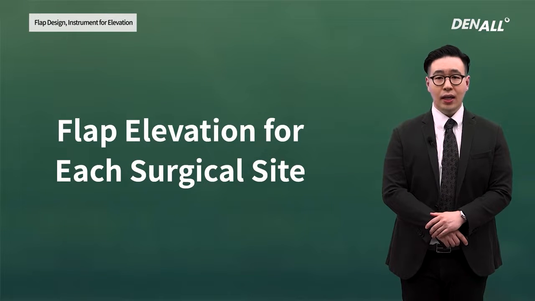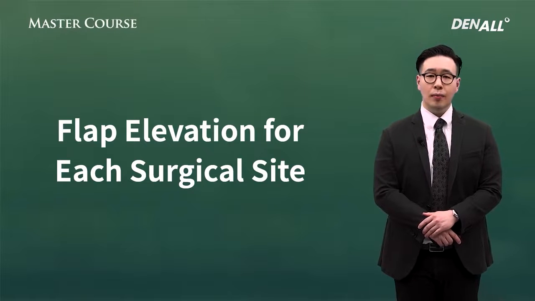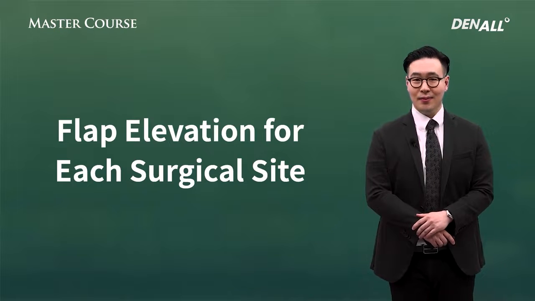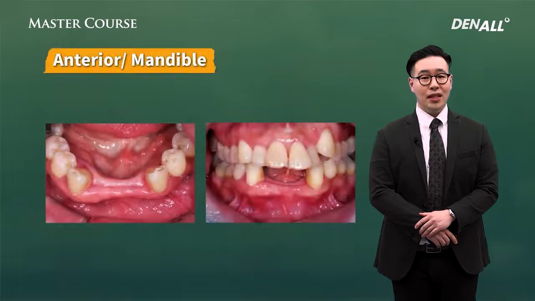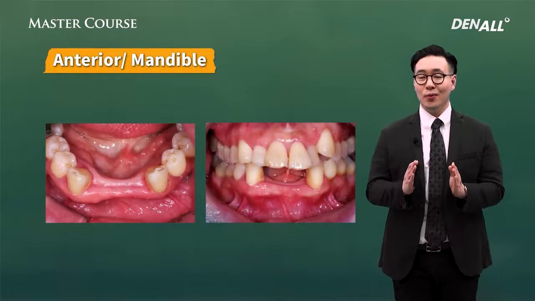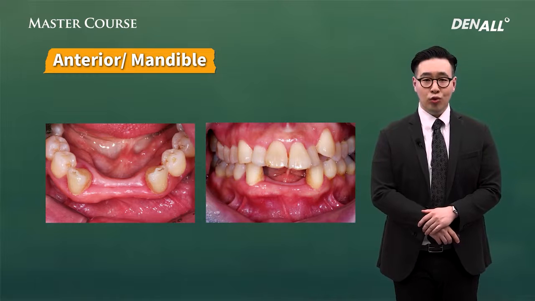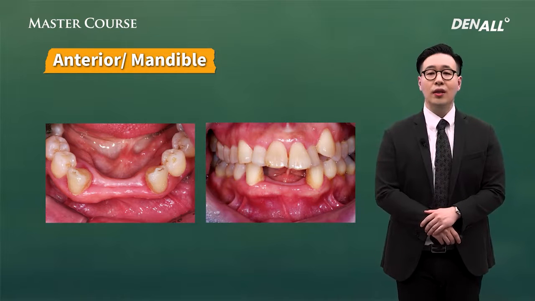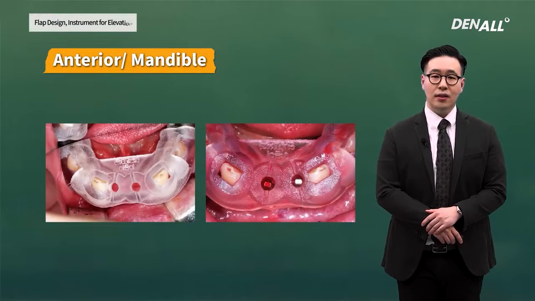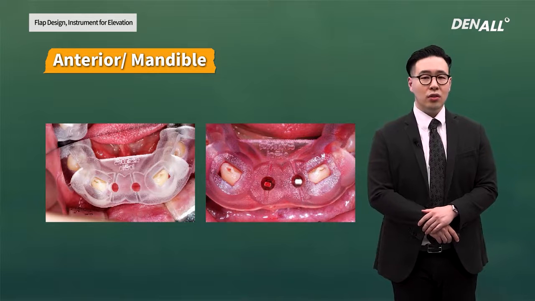Now, I'm going to talk about surgical sites and flap designs and the way we make incision. And I'm going to talk about this by showing you clinical cases. First is lower anterior, and bone width is quite narrow. And in this case, after implant placement, bone graft and immediate prosthesis was planned. After flap elevation, implant was placed.